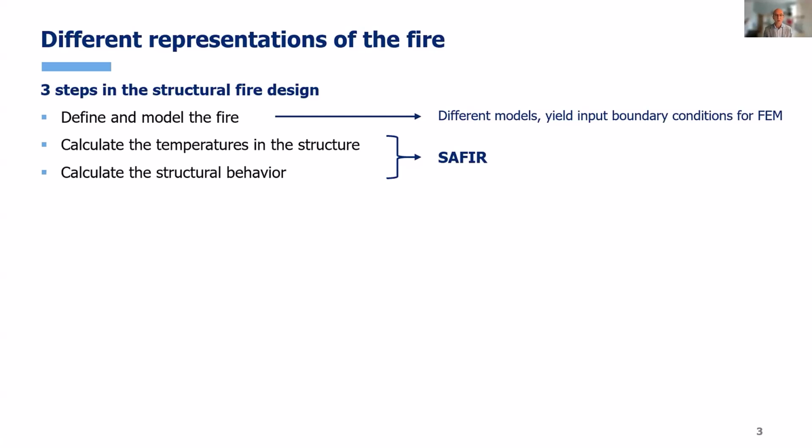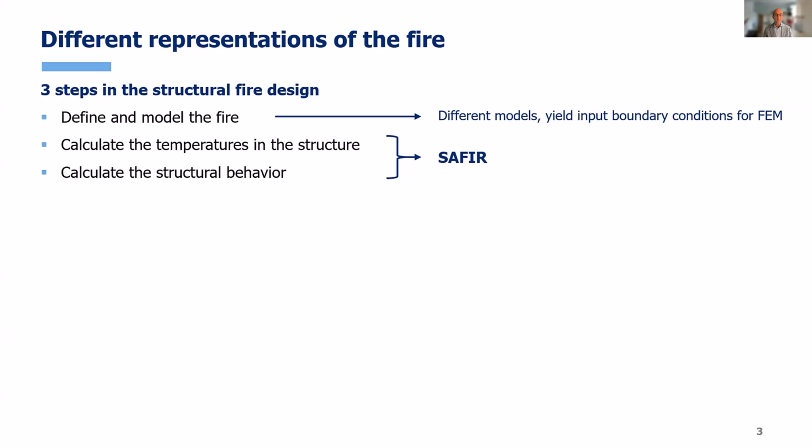So in general, in a structural fire engineering analysis, we follow a three-steps approach where we would first define and model the fire, quantify heat flux and thermal exposure. Second, calculate temperatures in the structure. And third, calculate the structural response under those transient varying elevated temperatures. With the finite element software SAFIR, we can complete the second and third step. And the first step of the fire model is an input.